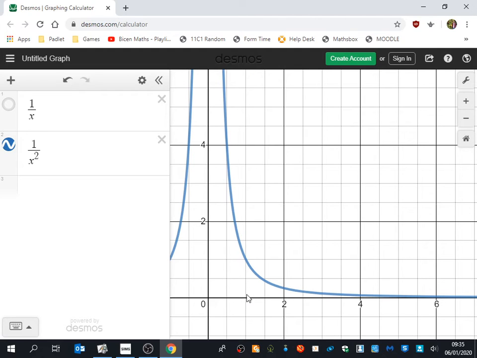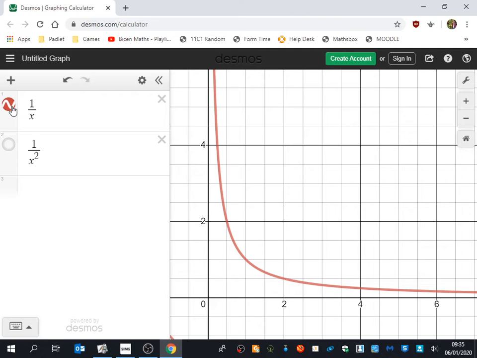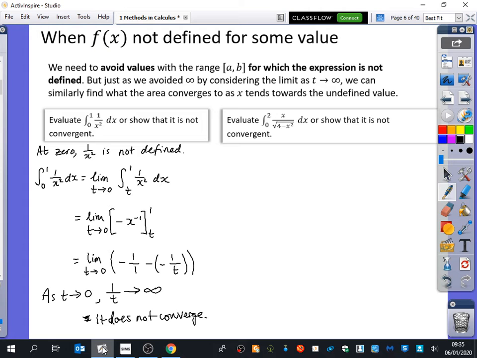Strange, but interesting. And I'm sure we might be able to make a prediction. Maybe this one has a finite area. I don't know. Maybe it does. Well, isn't it symmetrical? Yeah, good point. It's symmetrical, so it's probably not going to, is it?